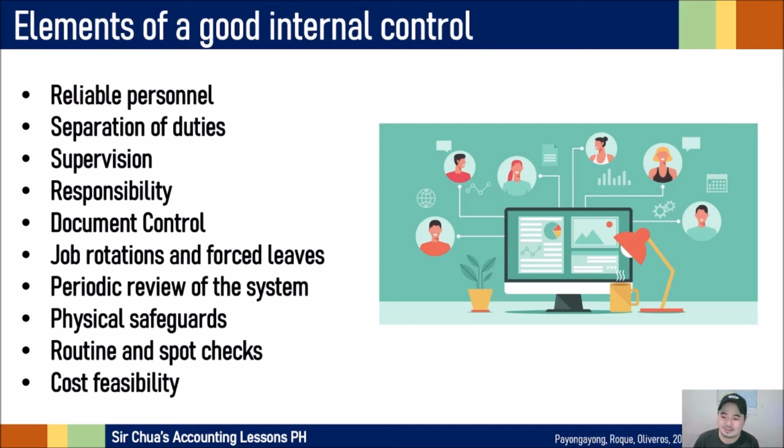Okay. And then, physical safeguards like door locks, Kensington locks on your laptops, mga ganon. Okay? Routine and spot checks. Routine check, mga scheduled na checks yan. Spot checks, surprise, we will be checking you, ganon. And then, cost feasibility. Yan po yung sinasabi ko sa inyo that the benefit should outweigh the cost of maintaining your accounting system and internal control.